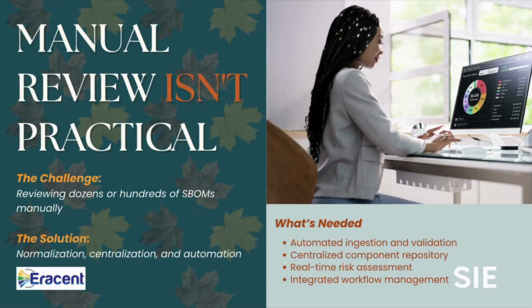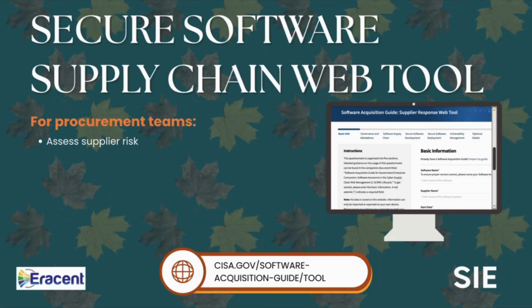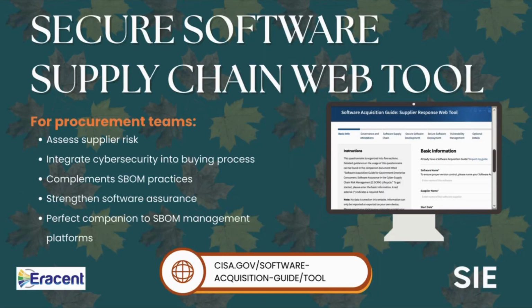The problem is scale. Reviewing dozens or hundreds of SBOMs manually isn't practical. What's needed is normalization, centralization, and automation. That's why platforms like SBOM HQ exist. In addition to SBOM HQ, CISA has recently released a free secure software supply chain web tool that helps procurement teams assess supplier risk and integrate cybersecurity into the buying process. It's a great complementary resource for procurement professionals who want to strengthen software assurance alongside their SBOM practices.